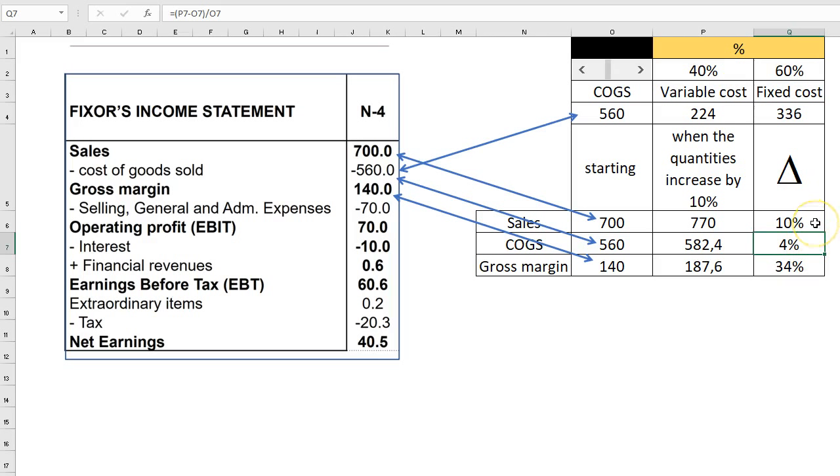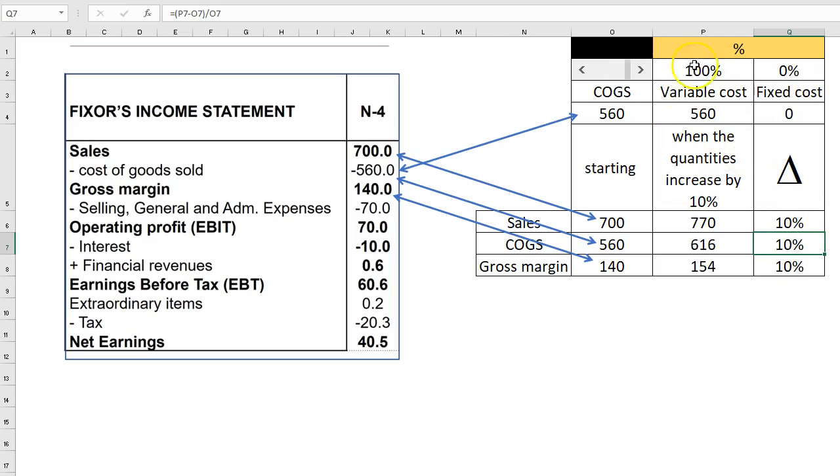So we have the following situation. The sales increase by 10%. The sales are higher than the cost of goods sold, and the cost of goods sold increases by 4%. Then it is not a surprise, because the cost of goods sold increases less than sales, to see that the gross margin will increase much more than the sales, much more than the quantities, which increase by 10%.